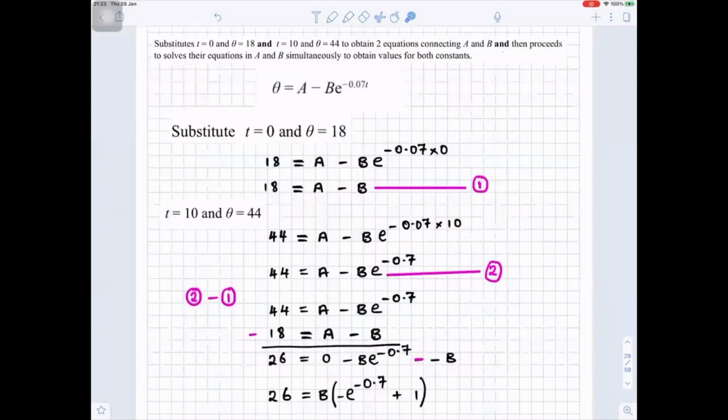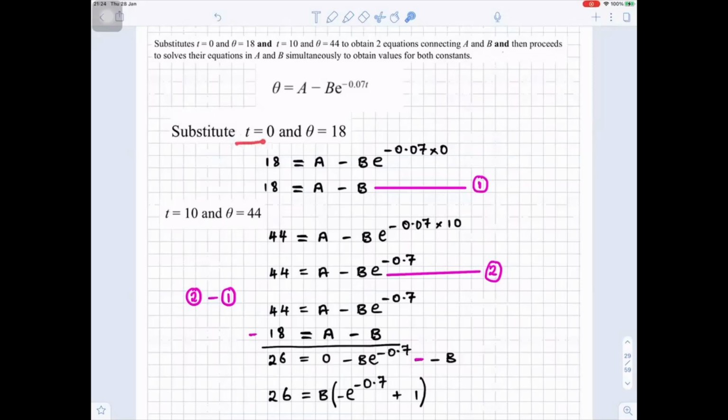significant figures. So we want to substitute t equals 0 and theta equals 18, and t equals 10 and theta equals 44 to obtain 2 equations connecting a and b, and then proceed to solve these equations in a and b simultaneously to get values for both constants.